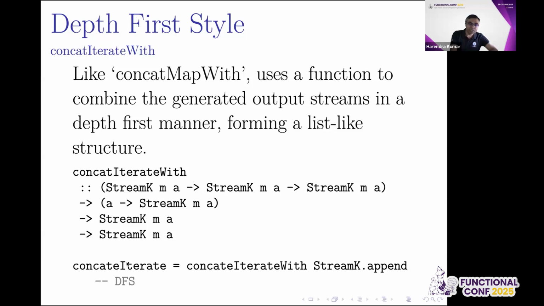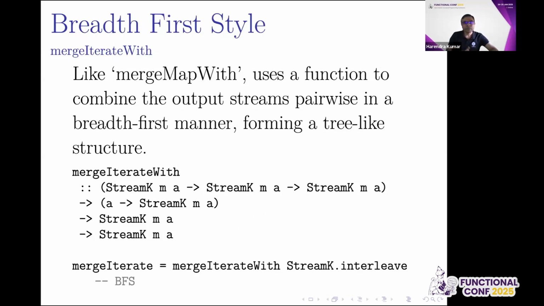Now, the concat iterate function that we talked about is basically concat iterate with StreamK.append. StreamK is the CPS version of a stream, the continuation passing style version of stream. The append function of that we pass as the combining function here in concat iterate with. So we are basically appending all the streams together, generating a concatenated or flattened stream.